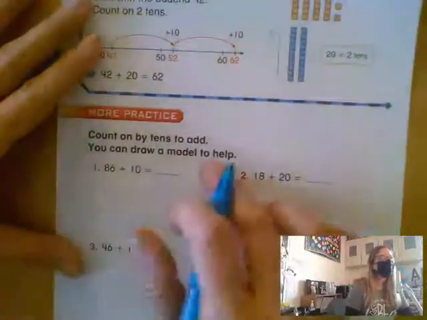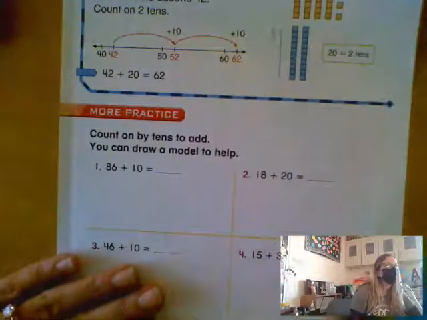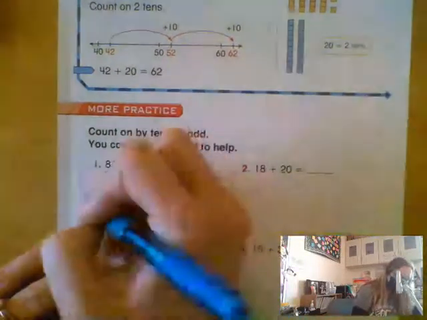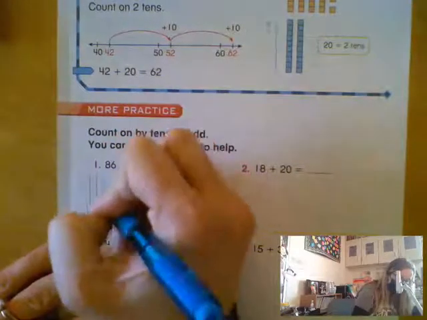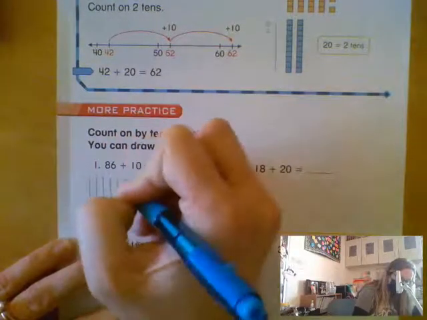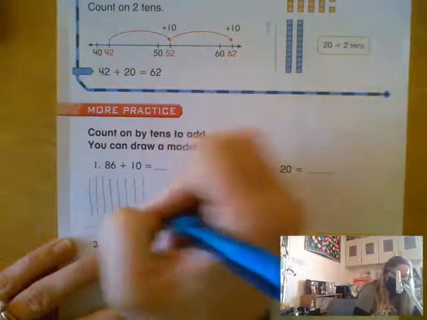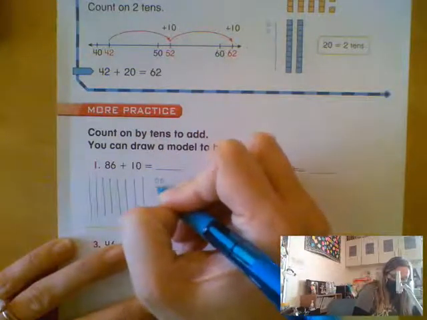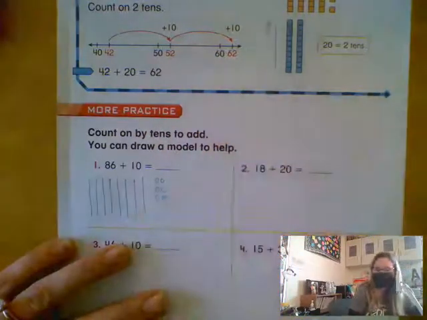So it says draw a model. So right now with me, draw 8 tens and 6 ones. 1, 2, 3, 4, 5, 6, 7, 8 tens. And 1, 2, 3, 4, 5, 6 ones.